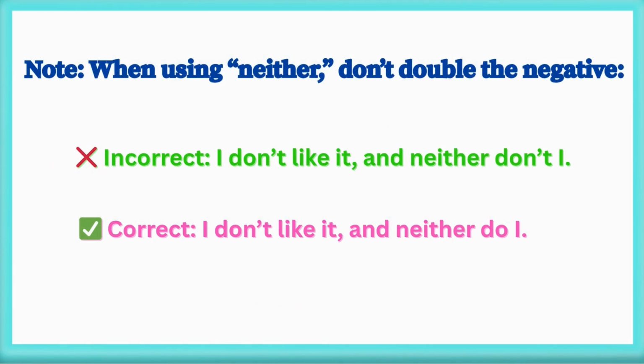Note: when using neither, don't double the negative. Incorrect: I don't like it, and neither don't I. Correct: I don't like it, and neither do I.